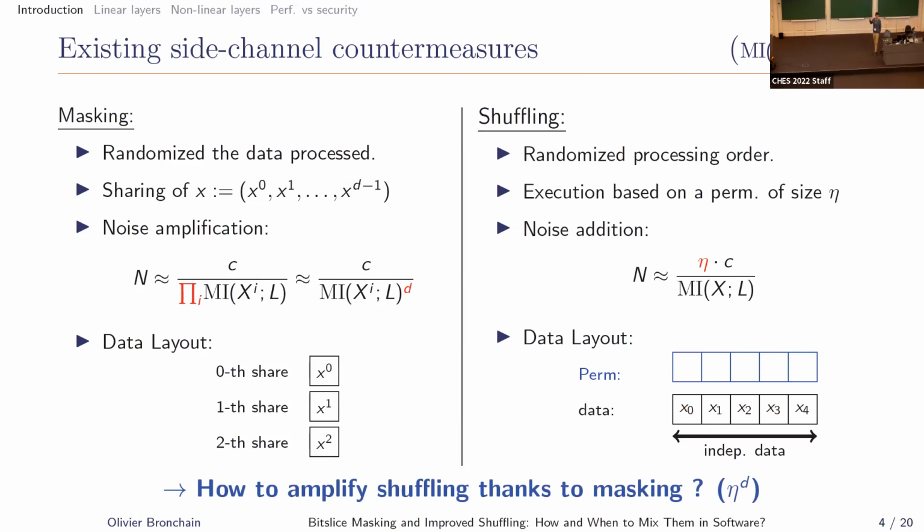So we have two countermeasures. We have shuffling, which is like adding some noise, and we have masking, which is amplifying noise. And then the question we ask ourselves in this work is, can we mix them in such a way that masking is actually amplifying the shuffling effect? So we get some kind of an eta to the D effect.